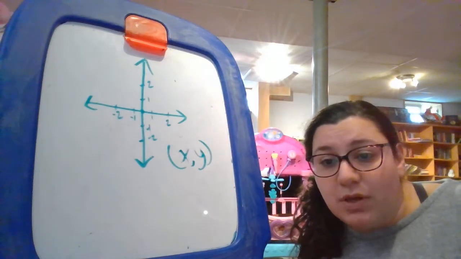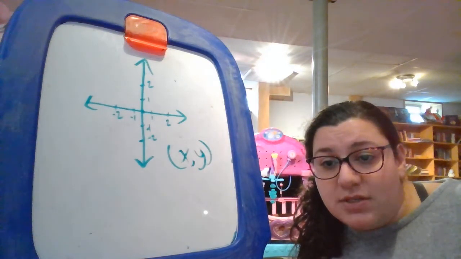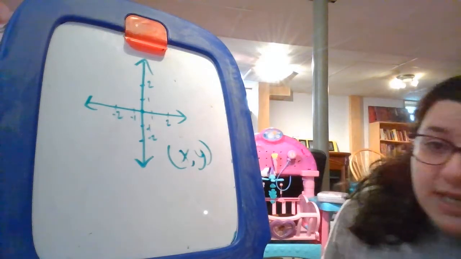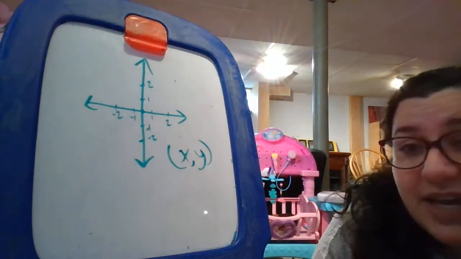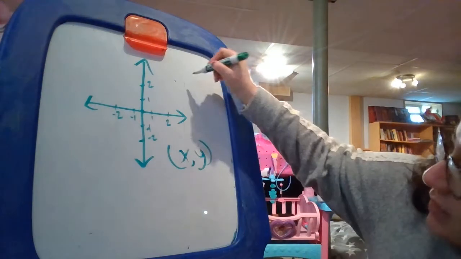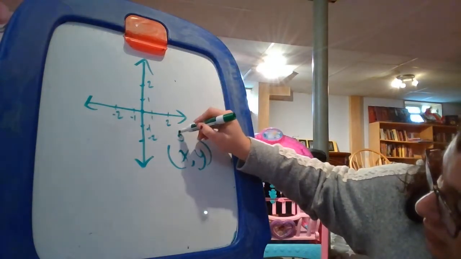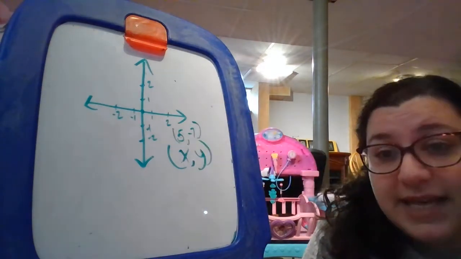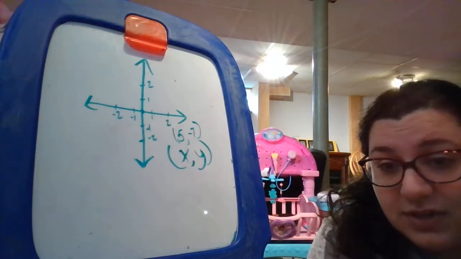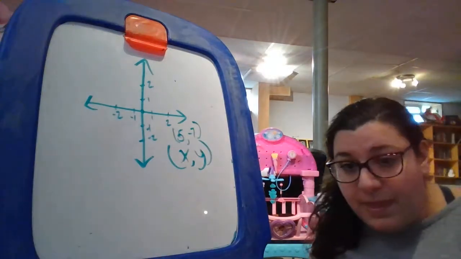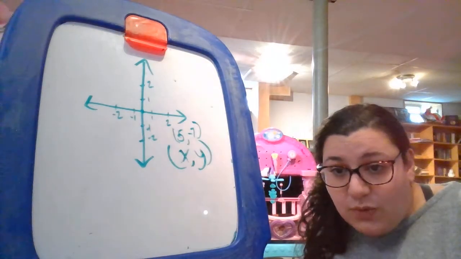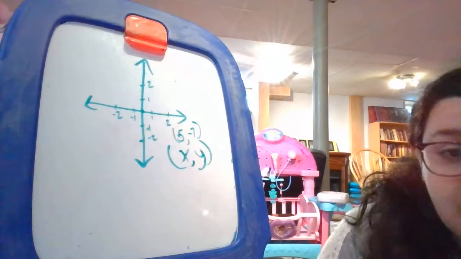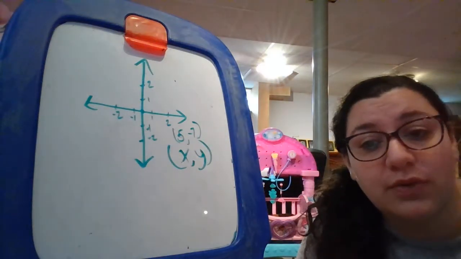On the graph below are different U.S. cities. Determine which city is represented by the point 5, -7. Which one is at 5, -7? Is that going to be Denver, Atlanta, Boston, or Phoenix?